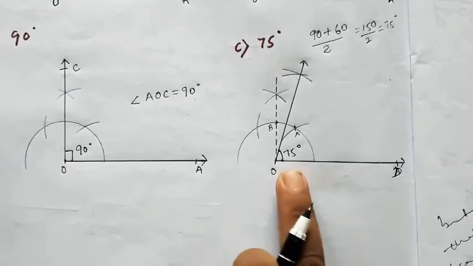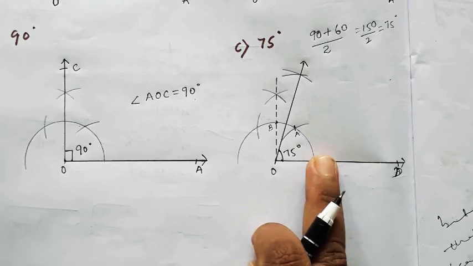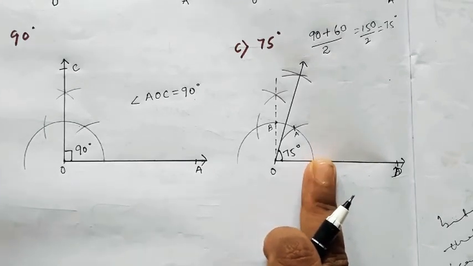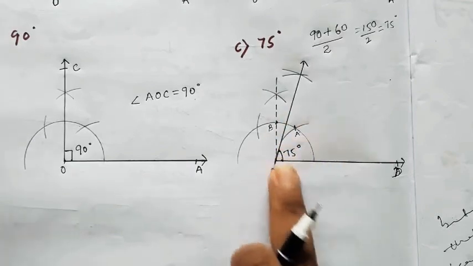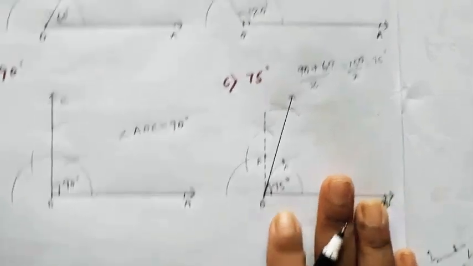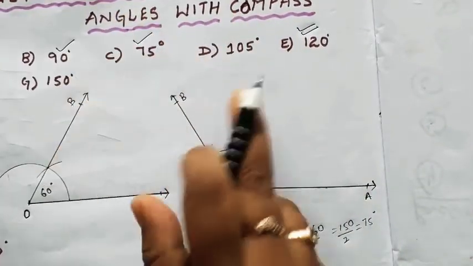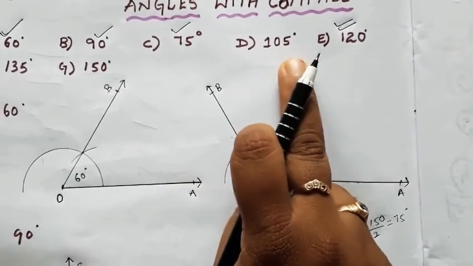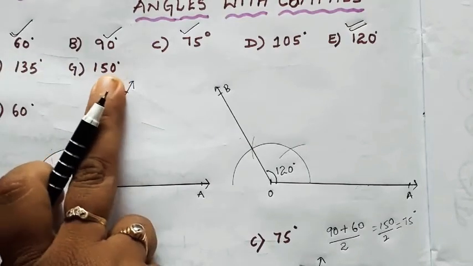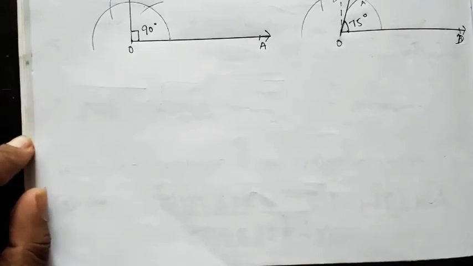So class, one more thing, the 75 degree you can also verify with the help of what? Protractor. With the help of a protractor you can see whether this compass construction is correct or not. Now 75 and 90 degrees are over. Now let's move on to construct 105, 135 and 150 degree. Now see.